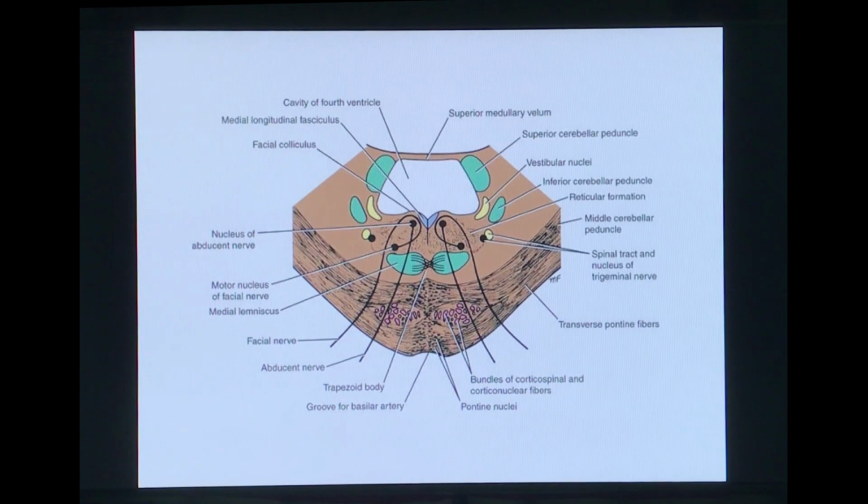Corticonuclear fibers are those fibers coming from the cerebral cortex that go to the different cranial nerve nuclei located in the brain stem. Even the cranial nerve nuclei are controlled from the higher center, through these corticonuclear fibers. These are the fibers going to the cranial nerve nuclei located in the medulla: glossopharyngeal, vagus, cranial accessory, and hypoglossal.